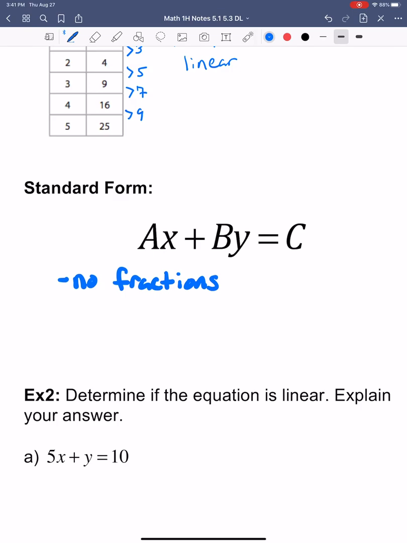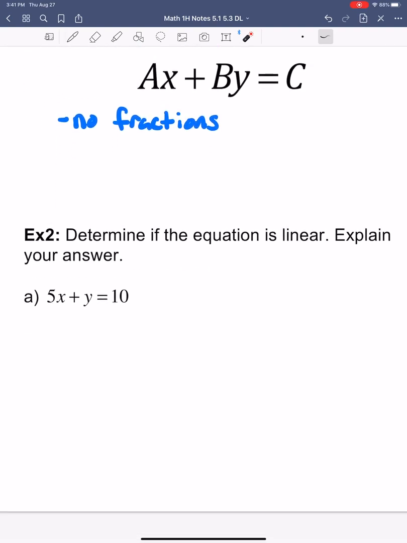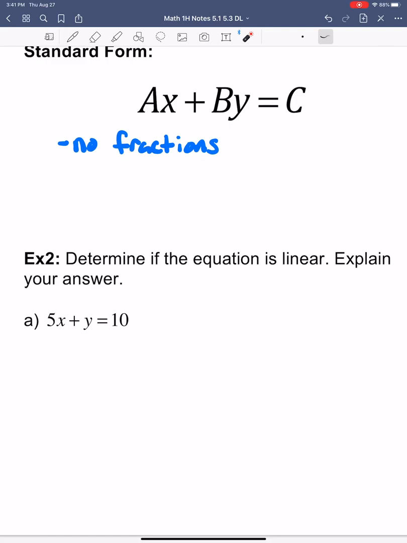And so if we can get our equations into standard form to look like this, then we know that they're going to be linear equations, that they're going to be linear functions. So our goal is to get our equations to look like this, and that way we know that they are linear. So scrolling down here, it says determine if the equation is linear, explain your answer. So basically they're asking, can you get it to look like standard form, right? Or does it already look like standard form?